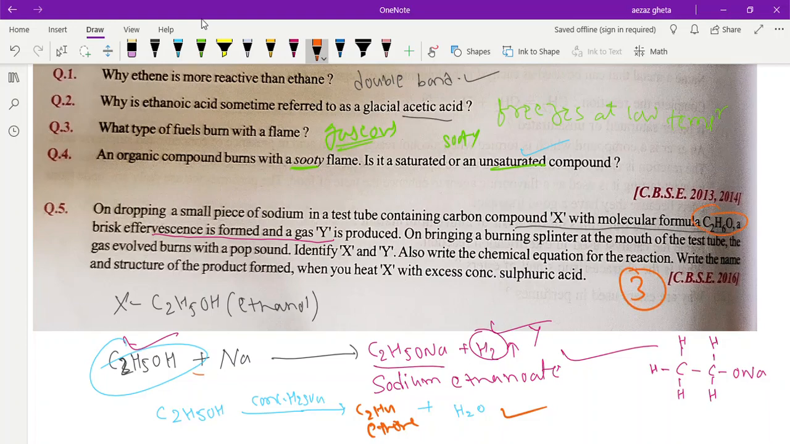This is alcohol, that is C2H6O they give. That X with molecular formula C2H6O they give. It is alcohol, remember, C2H5OH, and the gas is hydrogen, and you know it pops out, very familiar, hydrogen gas, and we have written the equation. So this is 5 questions.